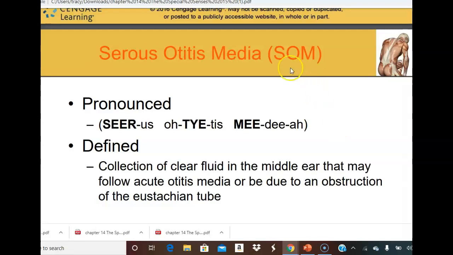Then we have something called serous otitis media, which is the acronym SOM, as opposed to AOM, which is acute otitis media. This is where fluid gets tucked behind the eardrum. It isn't necessarily infected, it's just serous. And so this can happen with people that have allergies.